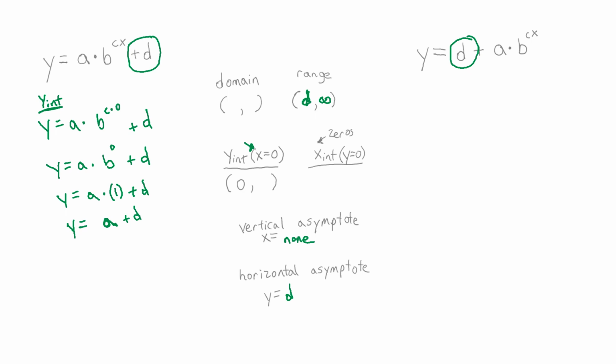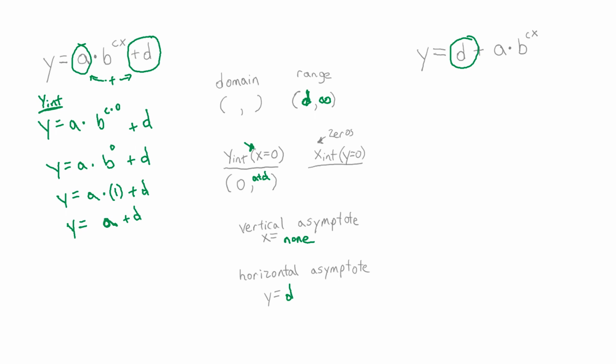So the fast way to work this out basically is if we know what a is and we know what d is, we're going to just go ahead and add them together to get our y-intercept. So our y-intercept again is going to be 0 comma whatever a plus d is going to give us.